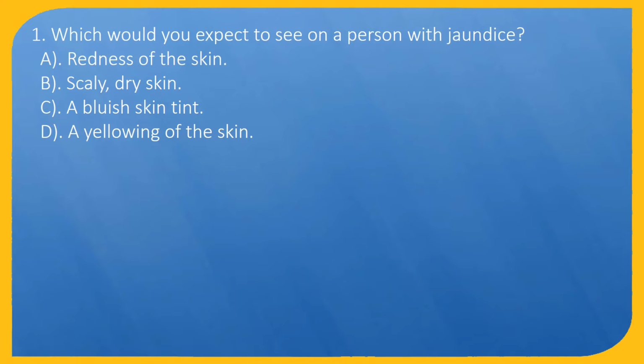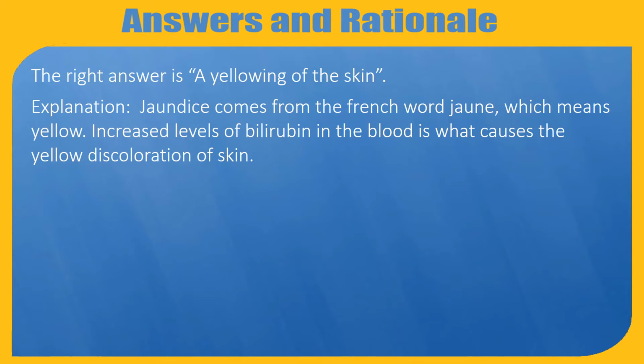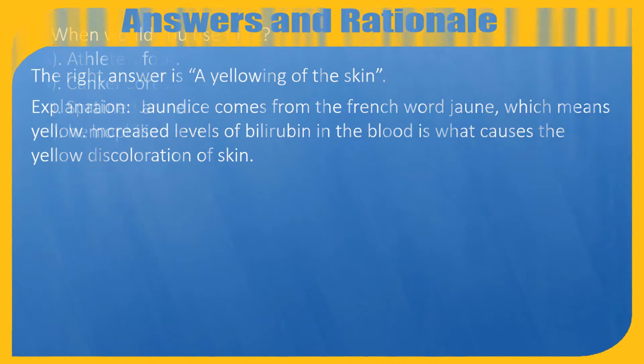Question 1. Which would you expect to see on a person with jaundice? A. Redness of the skin. B. Scaly, dry skin. C. A bluish skin tint. D. A yellowing of the skin. The right answer is a yellowing of the skin. Explanation: jaundice comes from the French word jaune, which means yellow. Increased levels of bilirubin in the blood is what causes the yellow discoloration of skin.